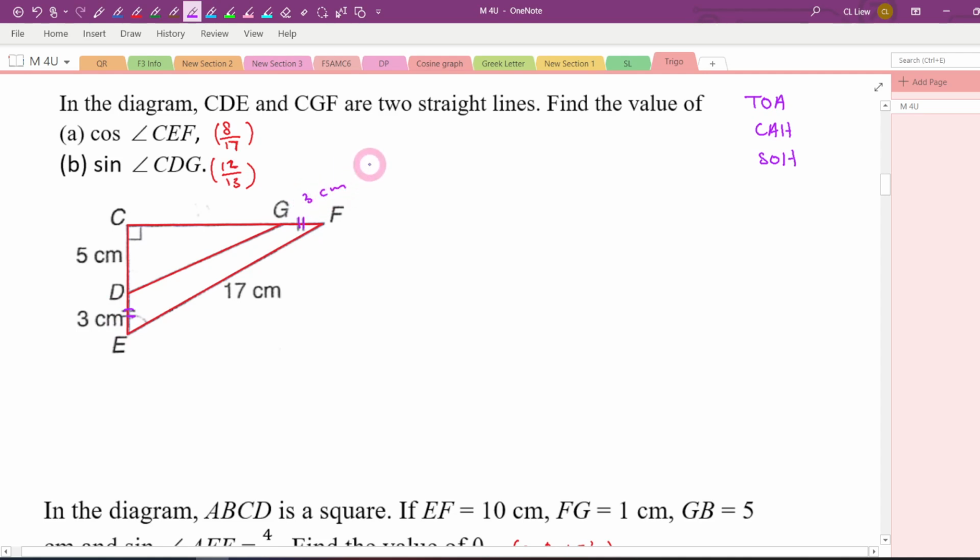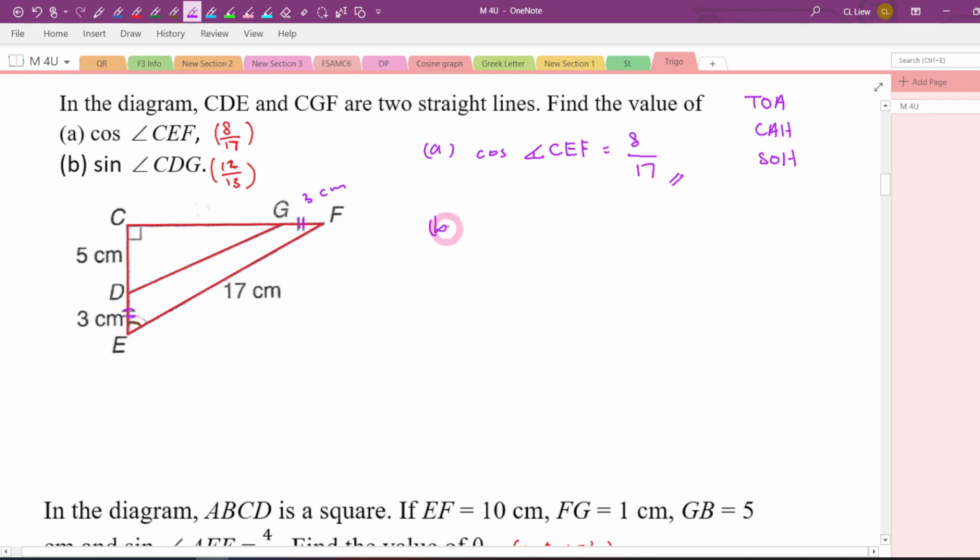Let me label down first. Cosine angle CEF. CEF is over here. CF is over here. Cosine, CAH, right? Adjacent divided by hypotenuse. So the angle is over here. Adjacent will be this side, which is 8. Hypotenuse will be this, 17. Okay, this is the answer, 8 over 17.